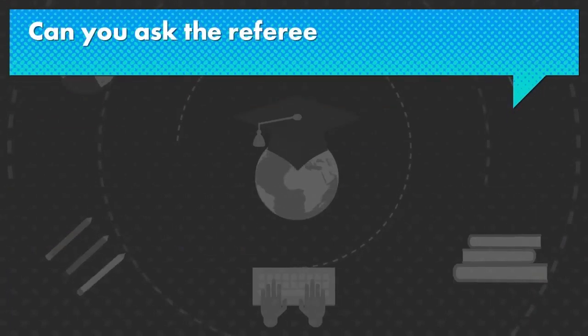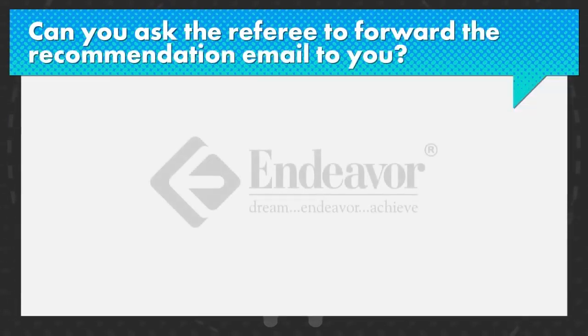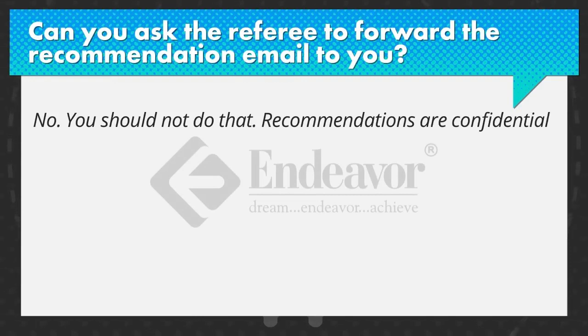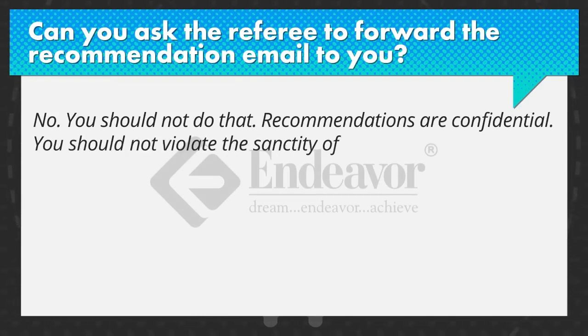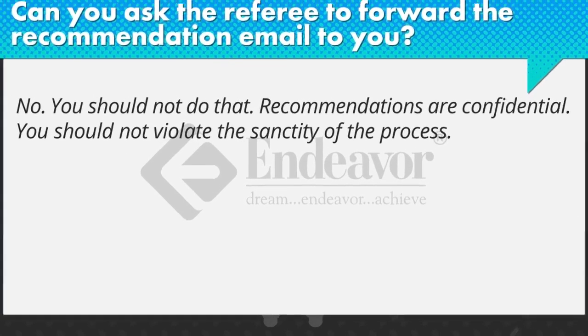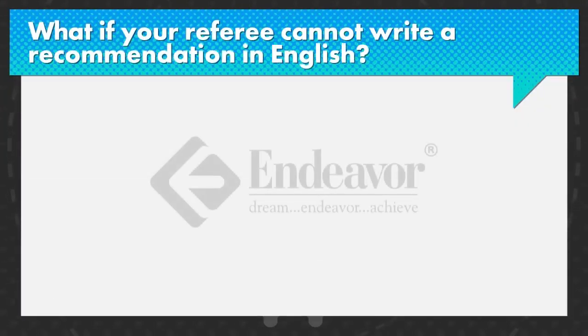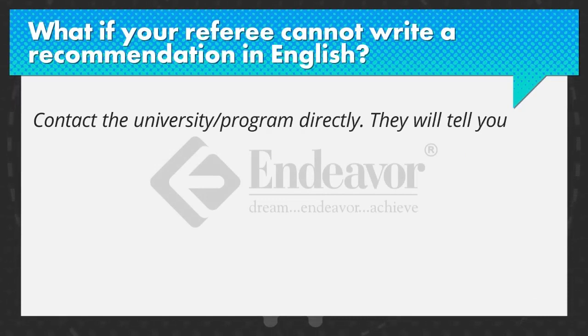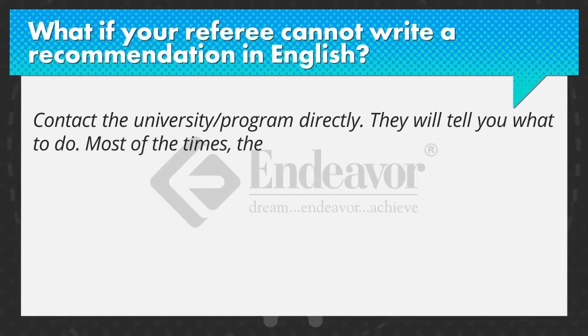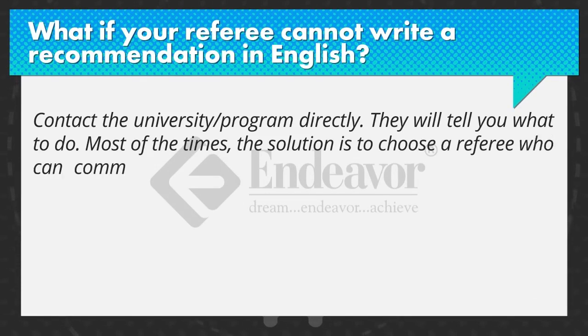Can you ask the referee to forward the recommendation email to you? No, you should not do that. Recommendations are confidential and you should not violate the sanctity of the process. What if your referee cannot write a recommendation in English? Contact the university or the program directly. They will tell you what to do. Most of the times, the solution is to choose a referee who can communicate in English and avoid those who cannot communicate in English.